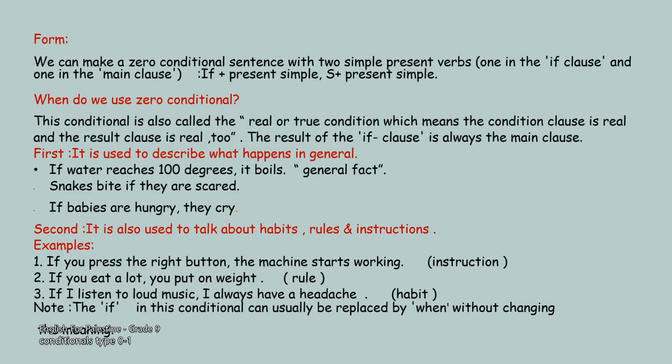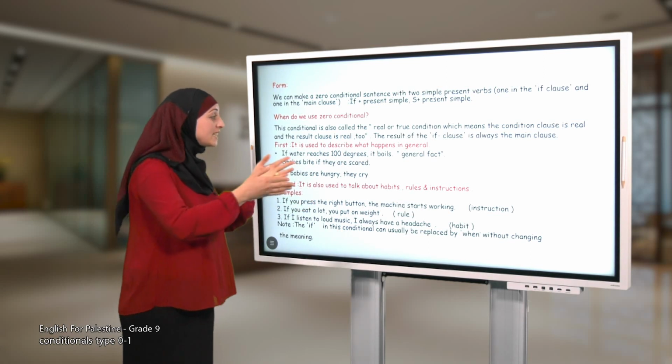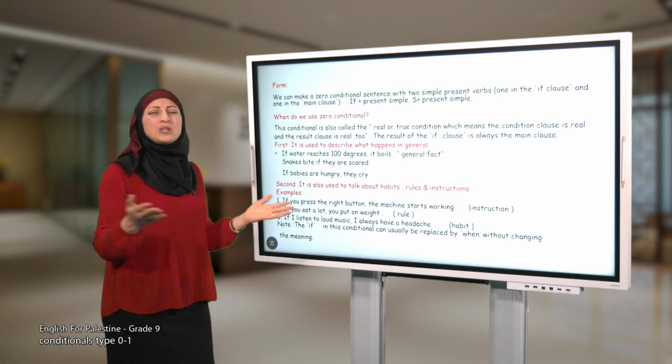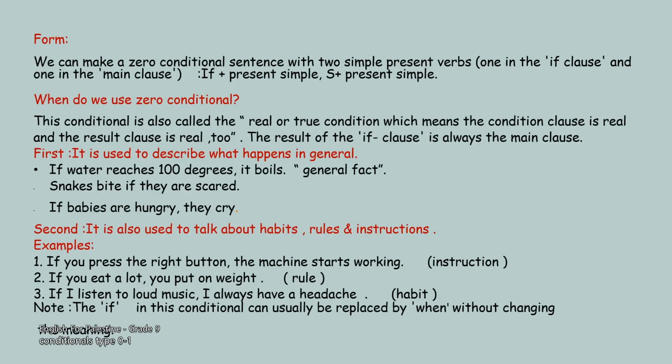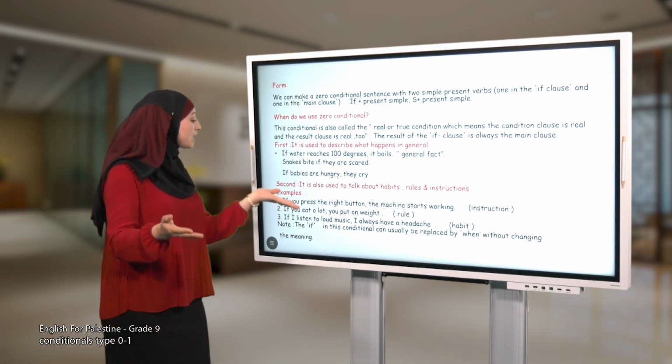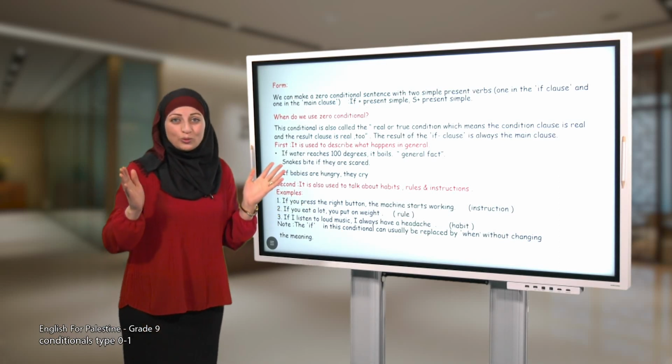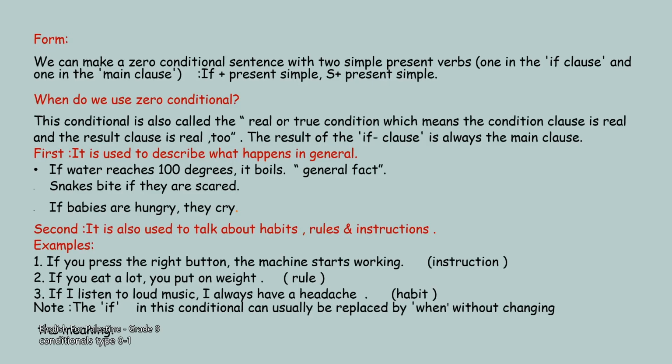How is that? There's an example here. If water reaches 100 degrees, it boils. It's a scientific fact. It's a general fact. Number 2, when we talk about habits, rules, instructions, like what? If you press the right button, the machine starts working. This is an instruction for you. Number 2, if you eat a lot, you put on weight. This is a rule for all of us, almost all of us. Number 3, if I listen to loud music, I always have a headache. This is a habit. I'm talking about personal habit.